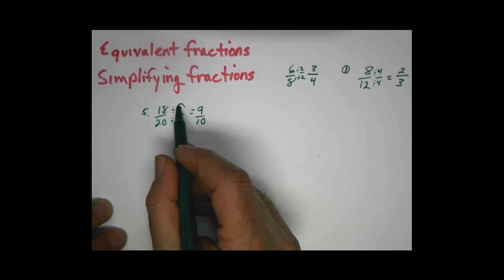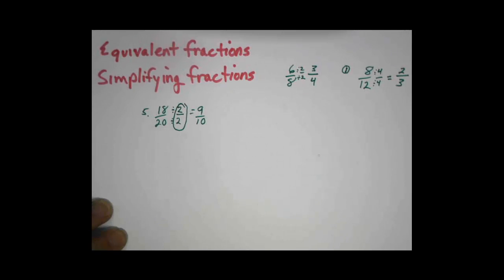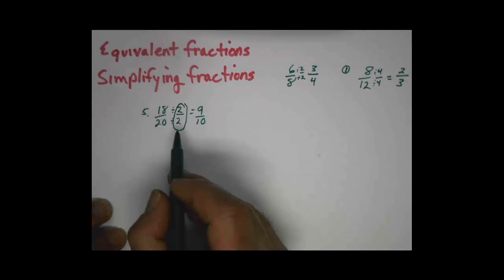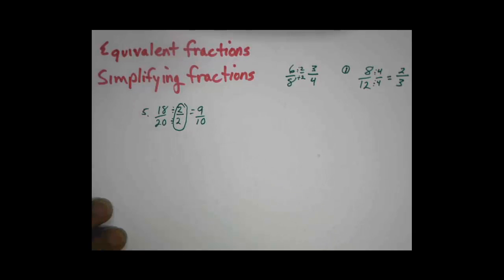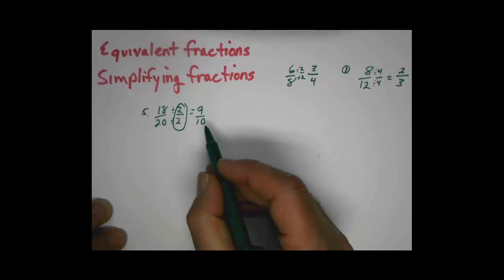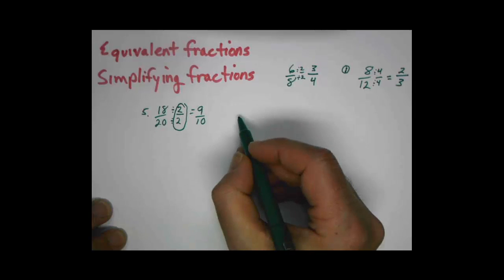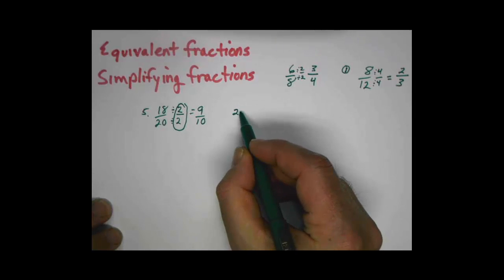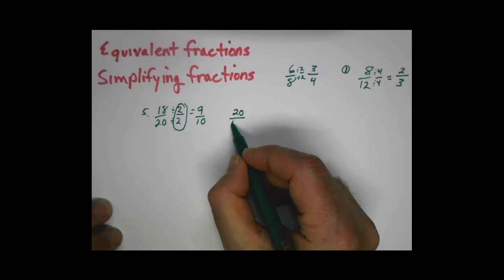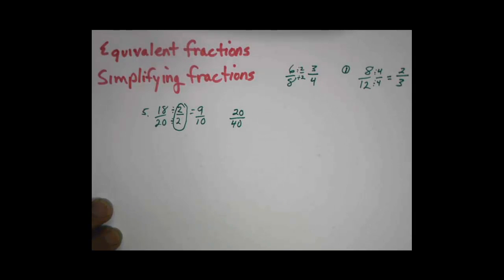Now notice when we are dividing, 2 over 2 is really 1. That's why they're equivalent. Because all we're doing is reducing this fraction. This becomes 9/10.